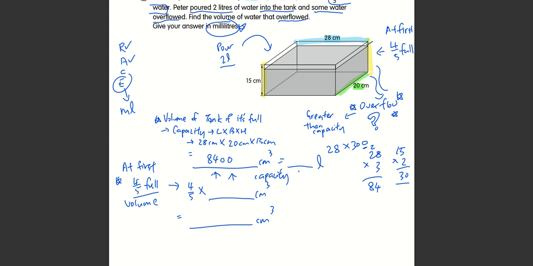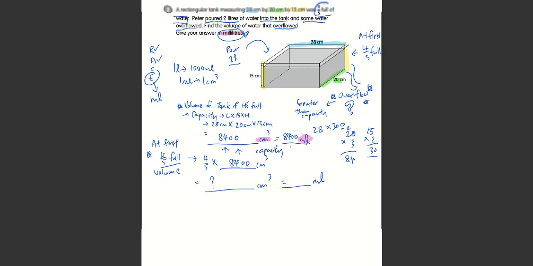Alright, so I could at this point already convert the measurement to milliliters. I already know that 1 liter equals 1000 milliliters, and 1 milliliter also equals 1 cubic centimeter. So here I could write this and do the conversion to 8,400 milliliters. So I have to find out this amount, and I can convert again to milliliters. Right, so that is the amount that it was at first.